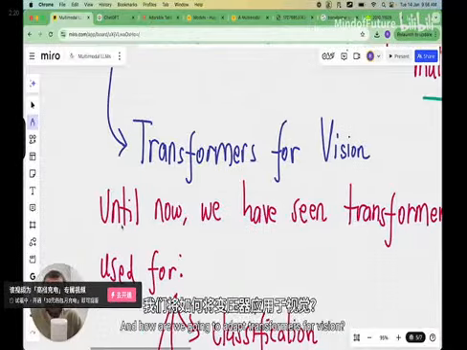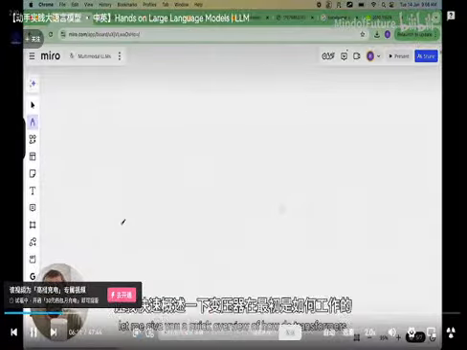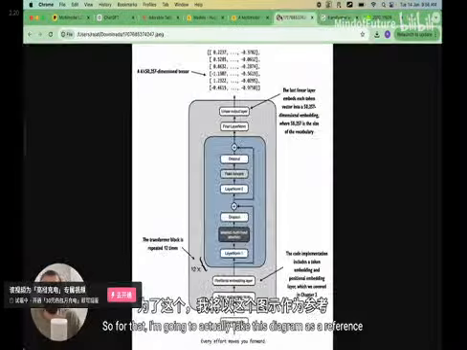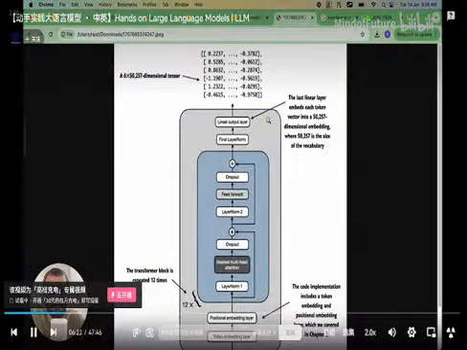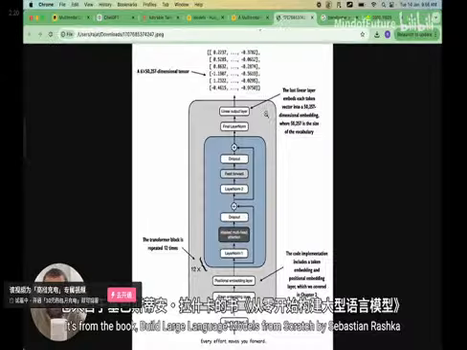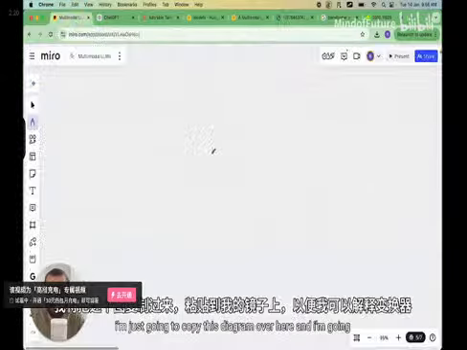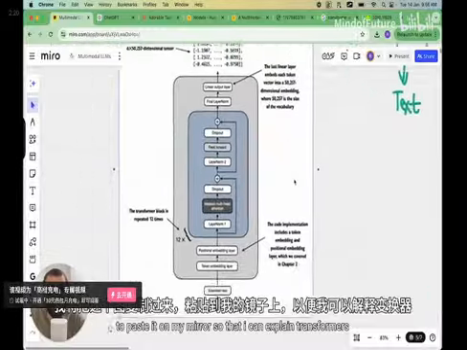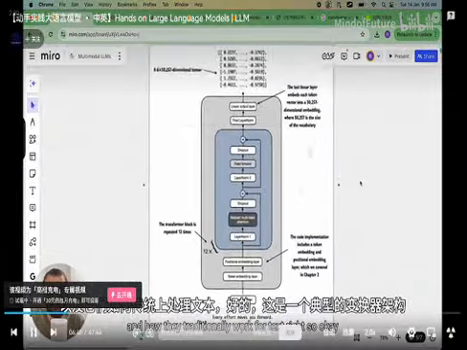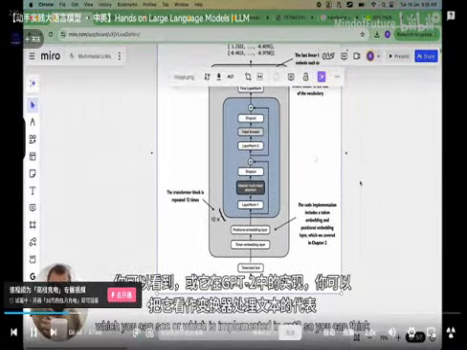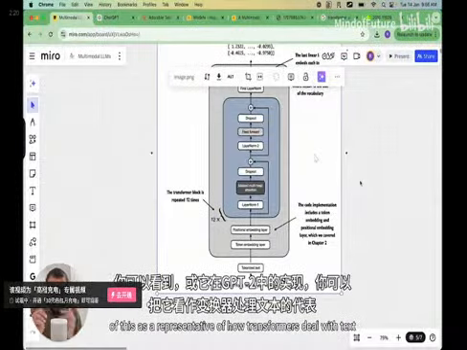And how are we going to adapt transformers for vision? Before we go to that, let me give you a quick overview of how transformers actually work in the first place. For that, I'm going to take this diagram as a reference. It's from the book Build Large Language Models from Scratch by Sebastian Raschka. I'm going to copy this diagram and paste it on my Miro so that I can explain how transformers traditionally work for text. This is a typical transformer architecture, which is implemented in GPT-2. You can think of this as representative of how transformers deal with text.